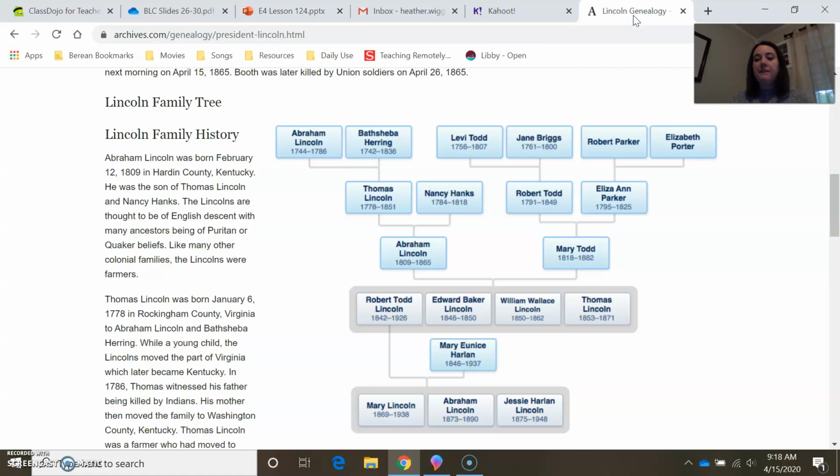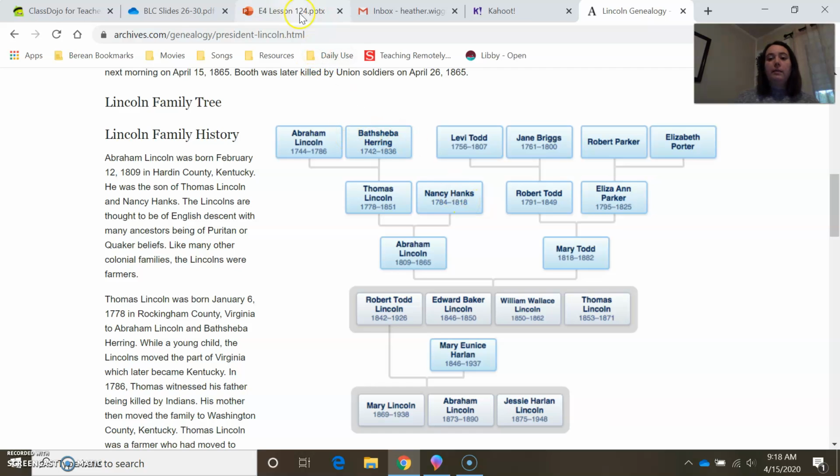Okay, we're going to be looking at family trees. Now, earlier this year, we read a story about Abraham Lincoln. We read a biography about him. And today we're going to be looking at his family tree. Here on this family tree, we've got Abraham Lincoln and his wife, Mary Todd, right here in the middle. Everybody who comes after him would have been his children, his descendants. And everybody who came before him is going to be his ancestors, his grandparents and his parents.